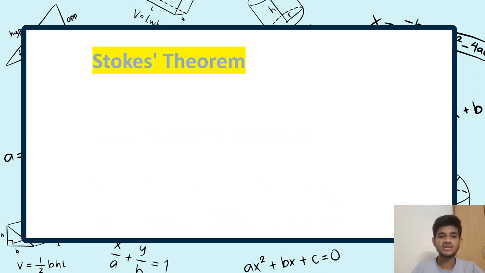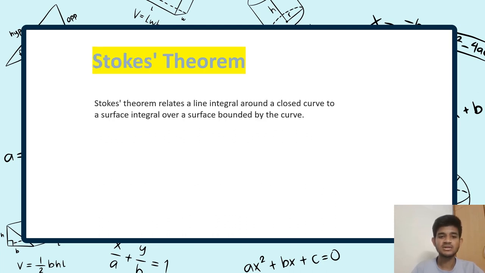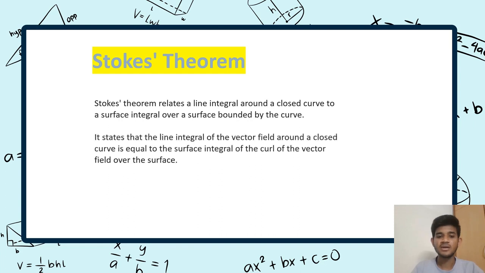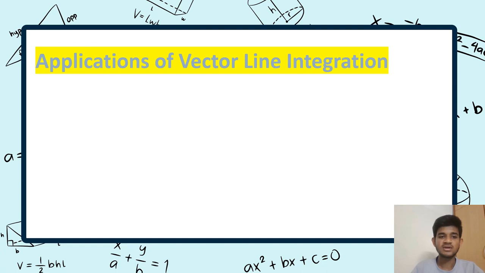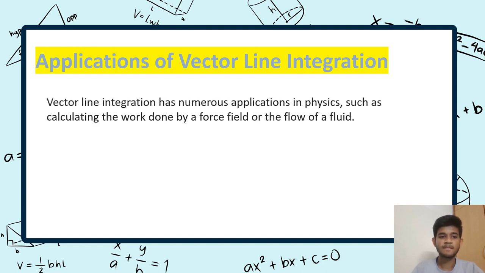Now let us see Stokes' theorem. Stokes' theorem relates a line integral around a closed curve to a surface integral over a surface bounded by the curve. It states that the line integral of the vector field around a closed curve is equal to the surface integral of the curl of the vector field over the surface. Stokes' theorem is a generalization of Green's theorem to three dimensions and is useful for calculating line integrals in more complex scenarios.